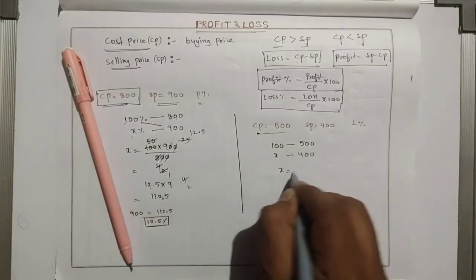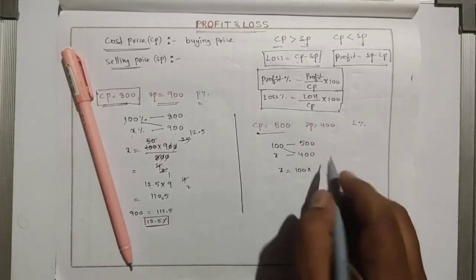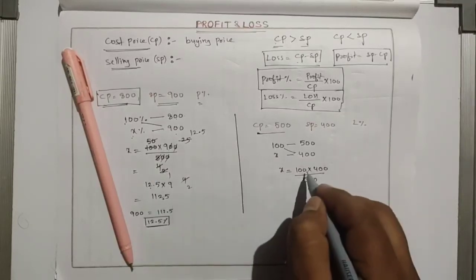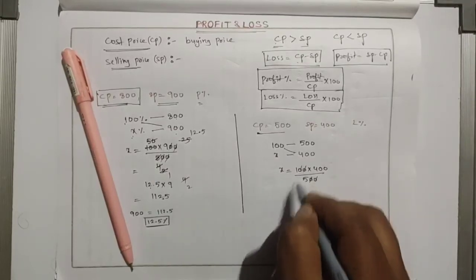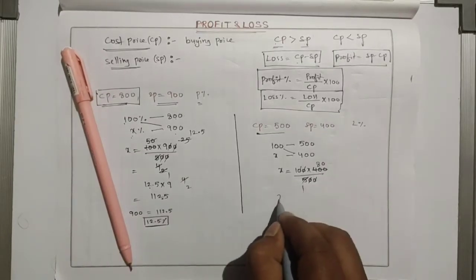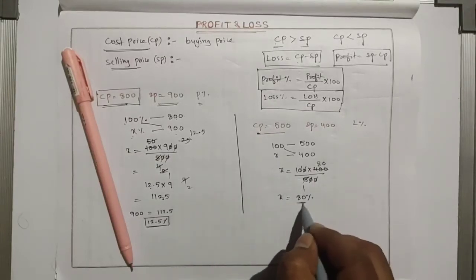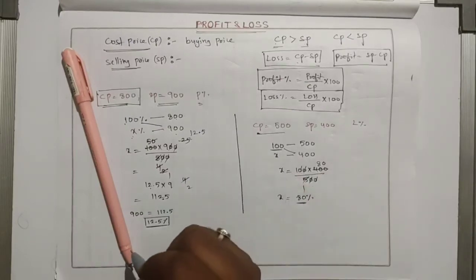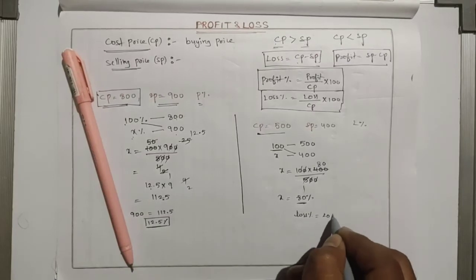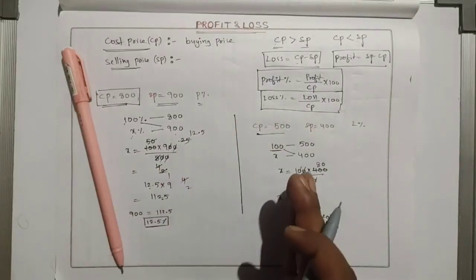Now x is equal to multiply these two, which means 100 into 400 by 500. So now these two get cancelled here, and 5 1 ja 5, 8 ja 40 0. Then x is equal to 80%. If you observe here, 80% is less than the 100% by 20% here. So therefore we get the loss percent is equal to 20%. So in this way, without using the formula also we can find out the answer here.